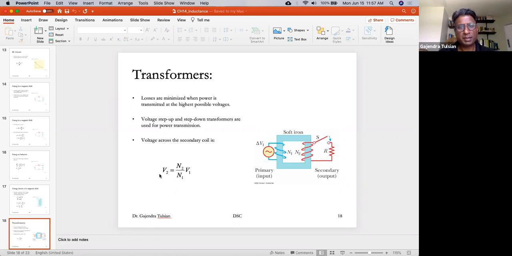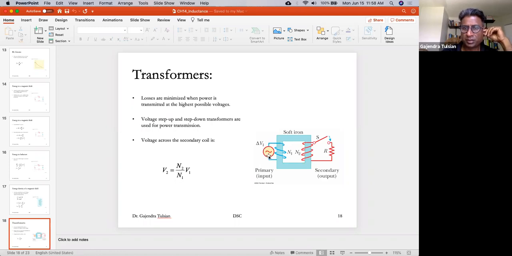Now, the most important application of these solenoids, through mutual inductance, is transformers. You've seen transformers. You see little transformers stuck on electric poles near your homes. And what these transformers do is step up and step down voltages. These transformers work only with AC circuits.